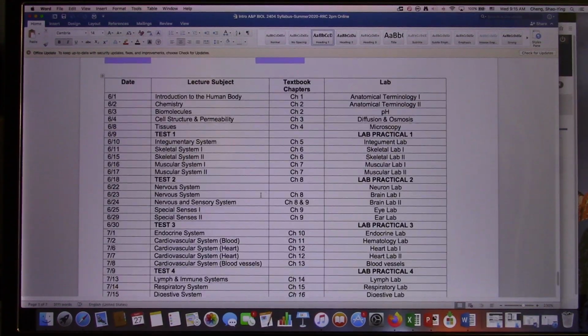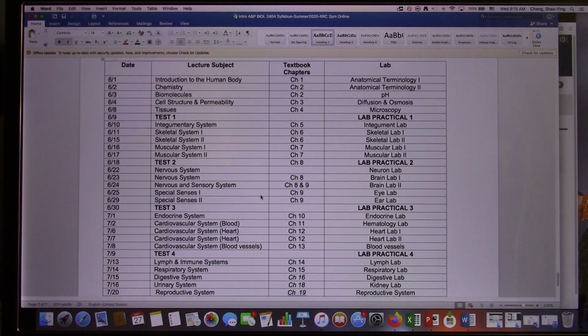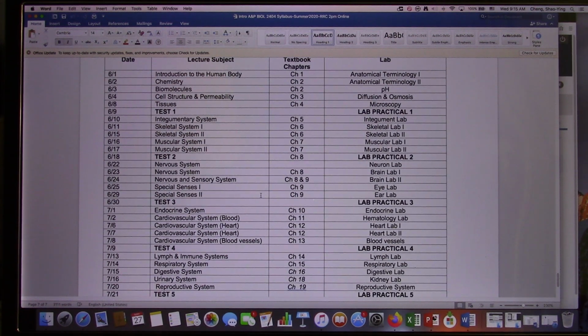Let's look at the schedule. We have 5 unit tests, and it's about every 5 lectures we have 1 test. The day we have the lecture test is the same day we have the lab practical. It's easier for students to remember the day. And they are non-cumulative, so you're only responsible for understanding the materials of that unit. The same for the lecture, the same for the lab.